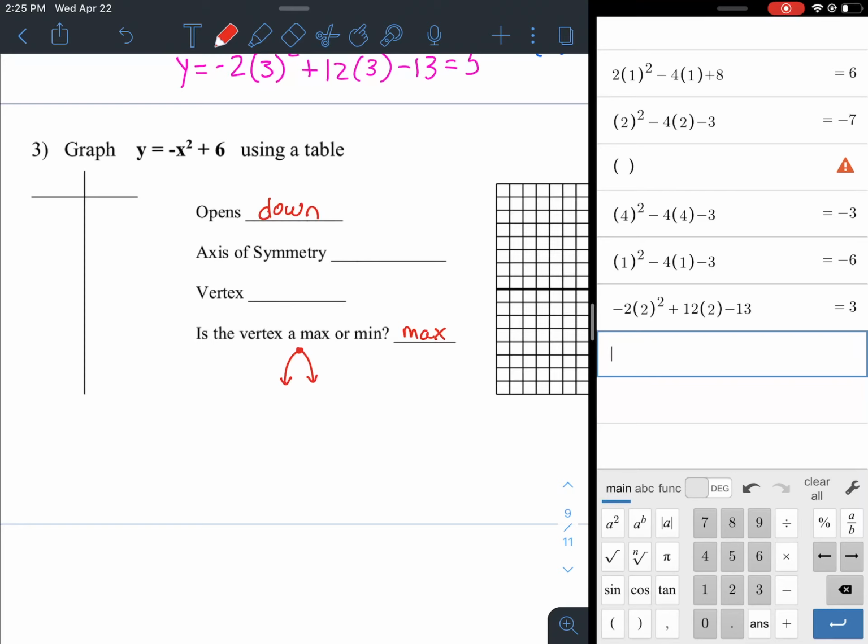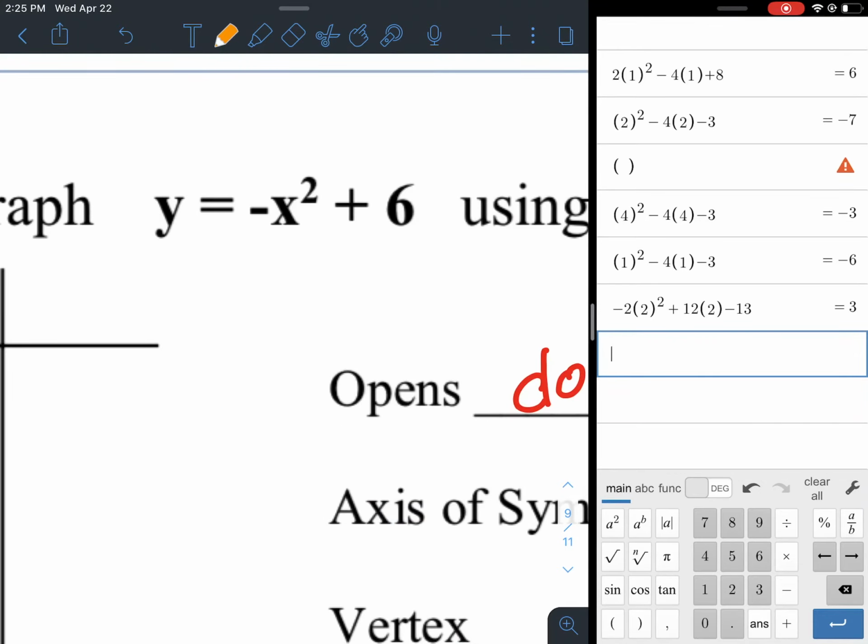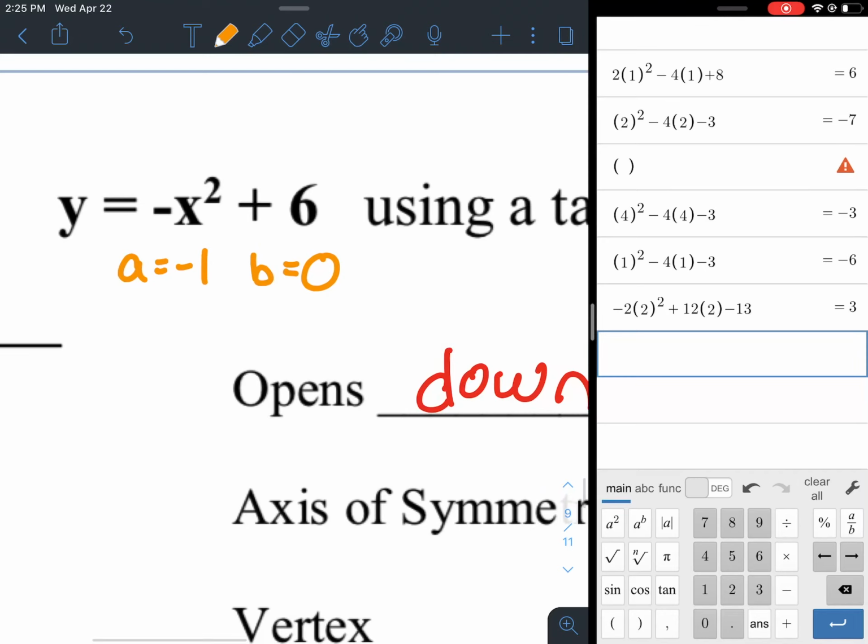Last two things, vertex and axis of symmetry. So again, vertex, x equals the opposite of b over 2a. So let's figure out what those numbers are. In the original equation, a is negative 1. There is no x term, which means there is no b value. Okay, b is 0. Lastly, c is going to be positive 6.